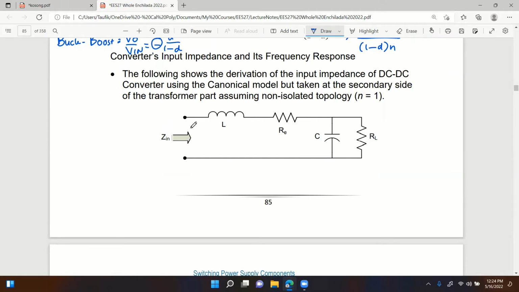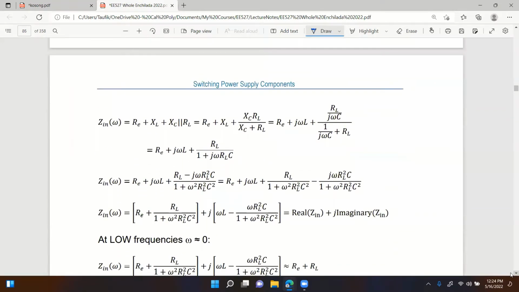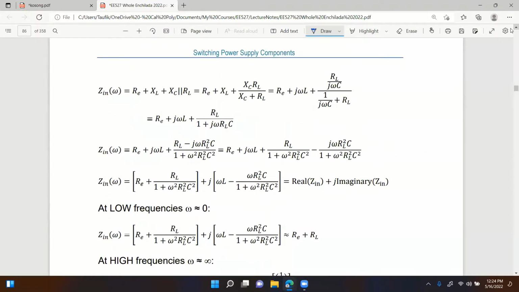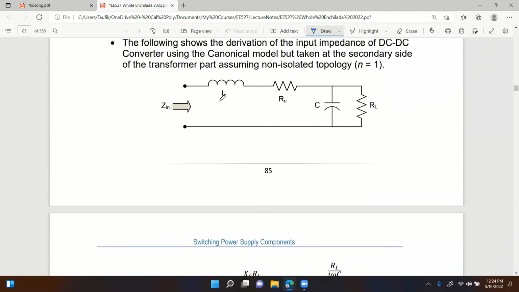So let's derive the input impedance equation. Okay, that's what I have here. I have derived the equation for that input impedance. It's a long algebra, as you can see. I won't go through it in detail, but you can see it's just finding, again, the equation for the input impedance, which consists of the series combination of L and RE in series with the parallel combination of RL and C, right?